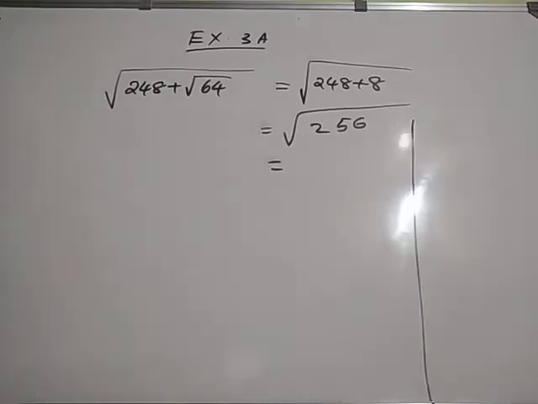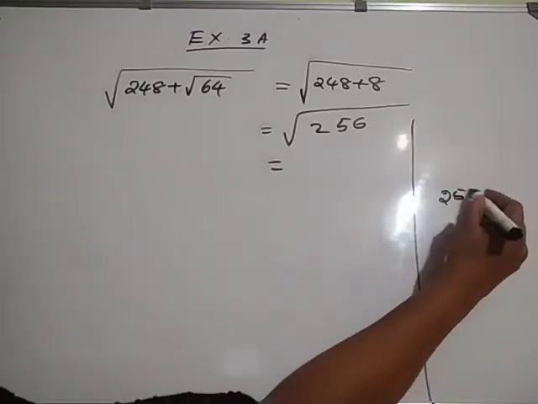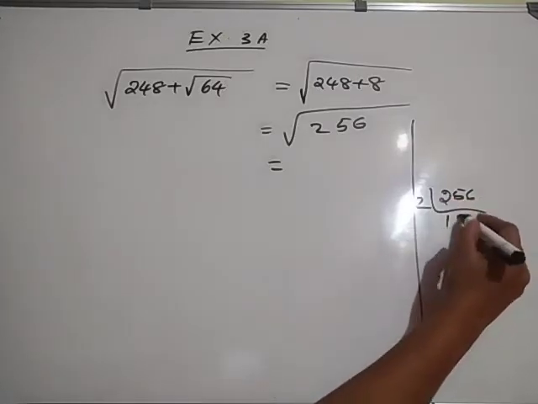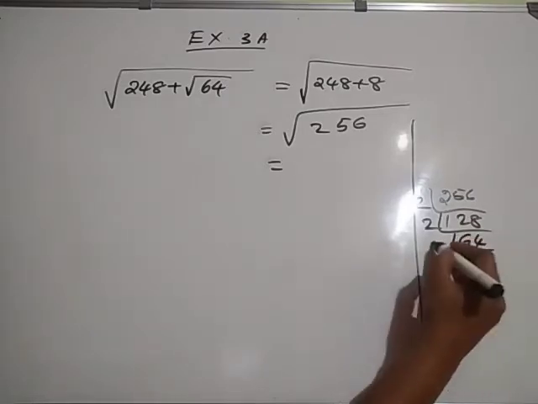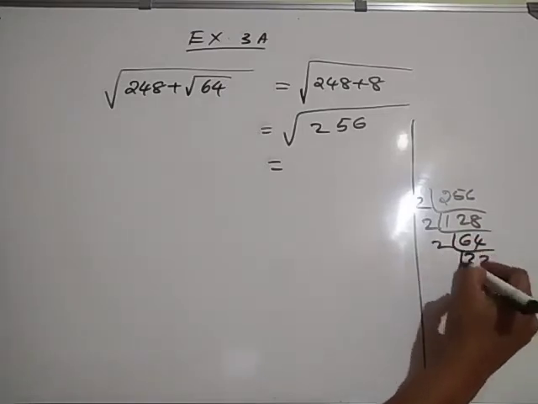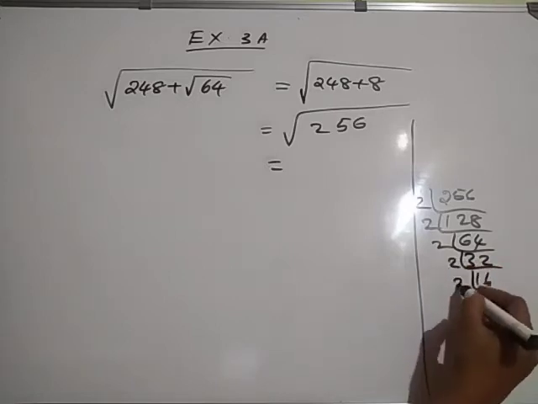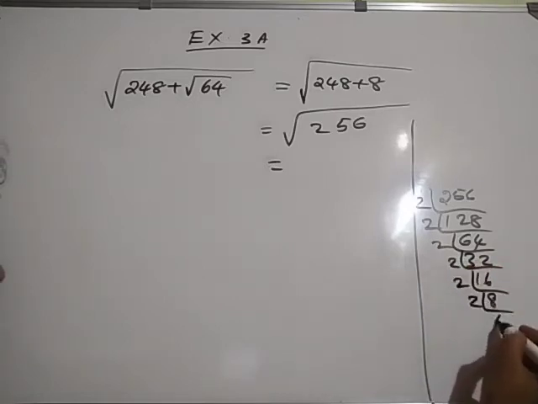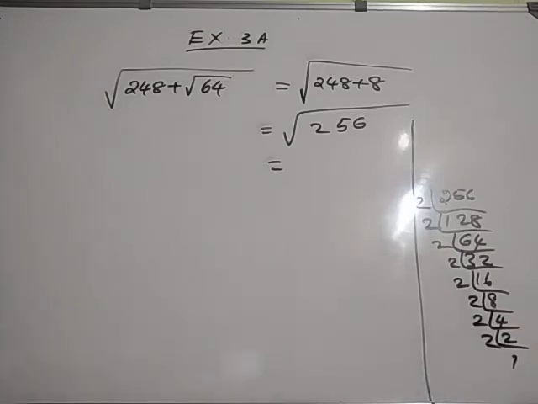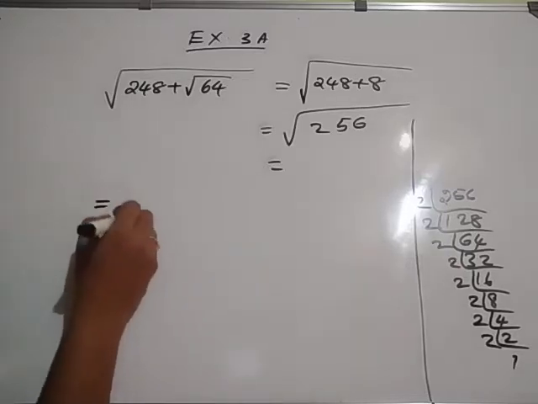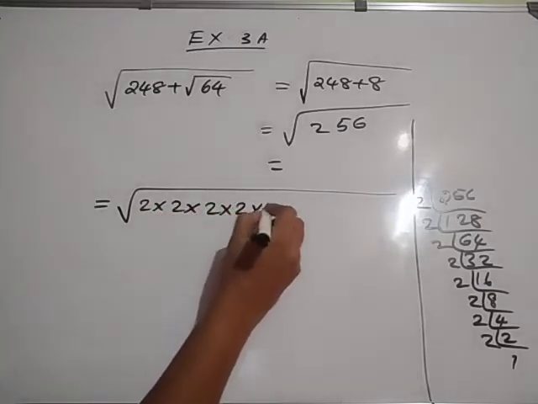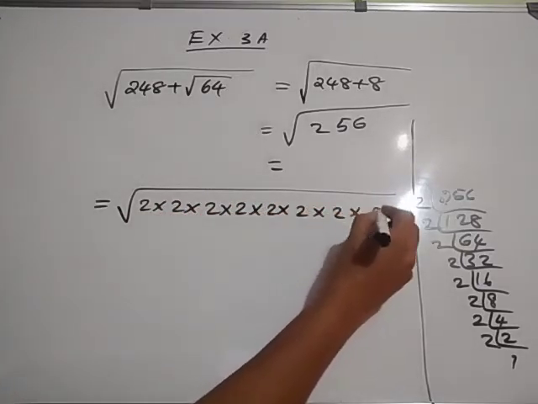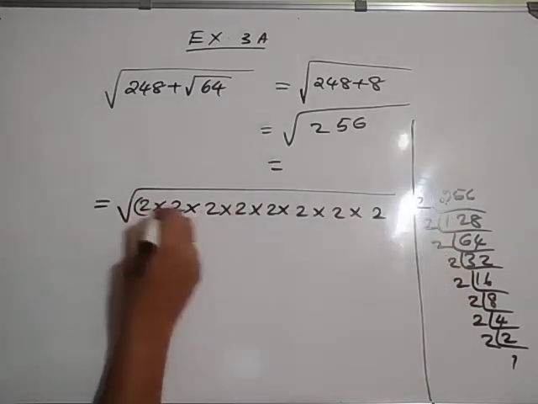256 by 2, 128. Again divisible by 2. 64 divisible by 2. 32 divisible by 2. 16. 2, 8, 2 4s are 8, 2 2s are 4, 2 into 1, 2. Thus we obtained the values 2 into 2 into 2 into 2 into 2 into 2 into 2 into 2. Okay, and we have to group them.